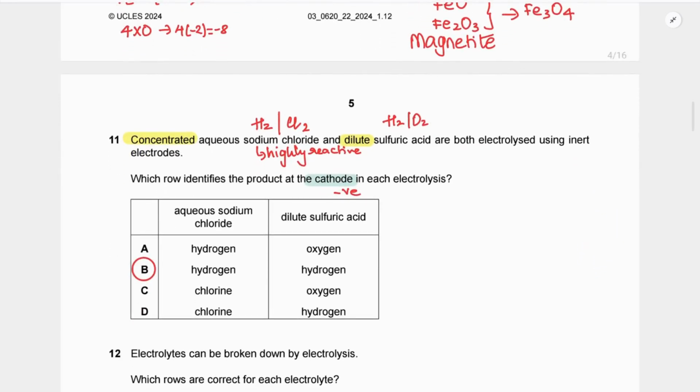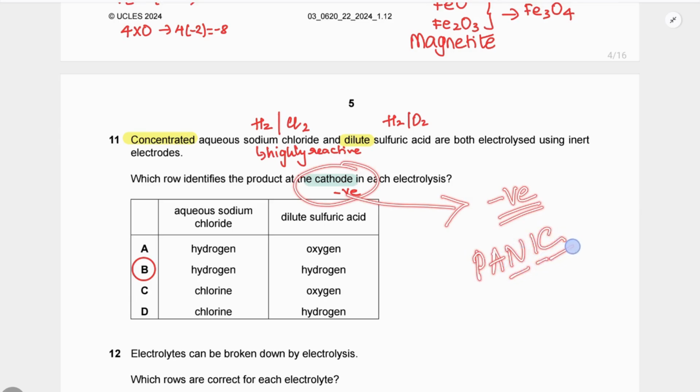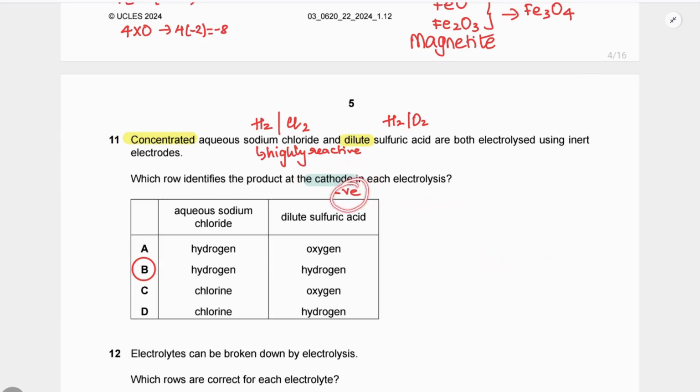Concentrated aqueous sodium chloride and dilute sulfuric acid are both electrolyzed using inert electrodes. Which row identifies the product at the cathode? As you know, the cathode is going to be the negative electrode. How to remember? The word PANIC: negative is cathode. So we'll write negative for our reference. Whenever you see anode and cathode, just write the reference charges so that you can simply see which ions are getting discharged.